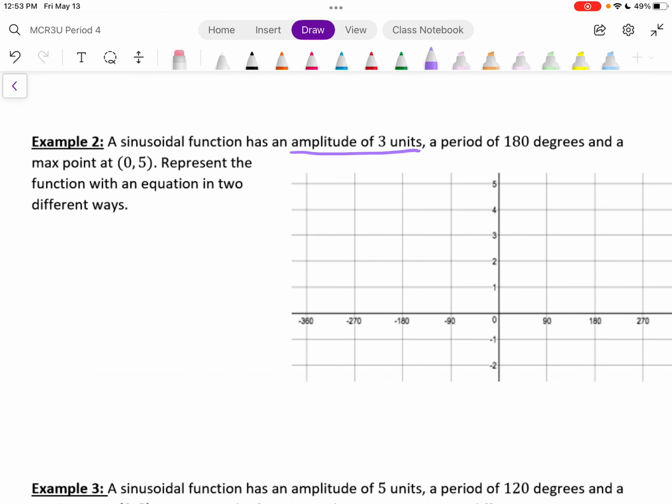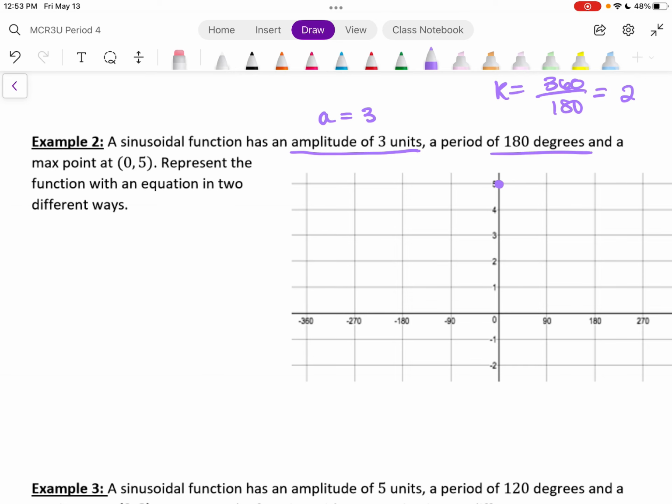So we have an amplitude of 3. So we know our A value is going to be 3. We have a period of 180 degrees, right? So we can find our K value because it's just 360 divided by 180, which is going to give us 2. And a max point of (0, 5). Represent the function with an equation in two ways.